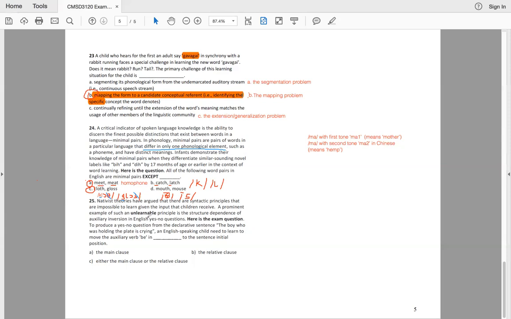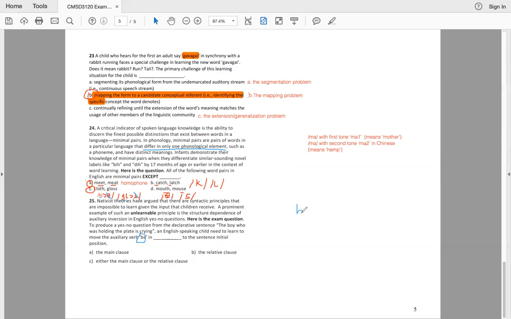25. Again, this question is also in the reading of the first week. So you can find this, and also it's in the practical exam, of course. Okay. Here's the exam question. To produce a yes/no question from the declarative sentence, the boy who was holding the plate is crying, an English-speaking child needs to learn to move the auxiliary be in the main clause or the relative clause to the sentence initial position. So some students have difficulty with the be.